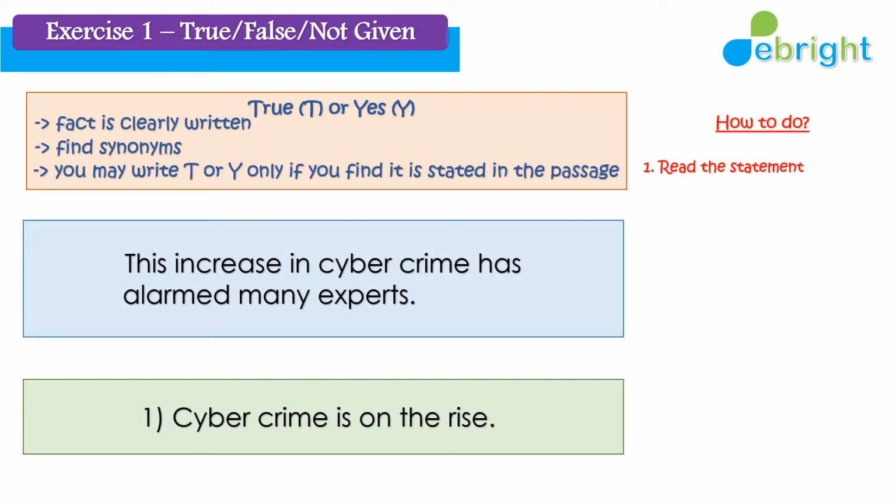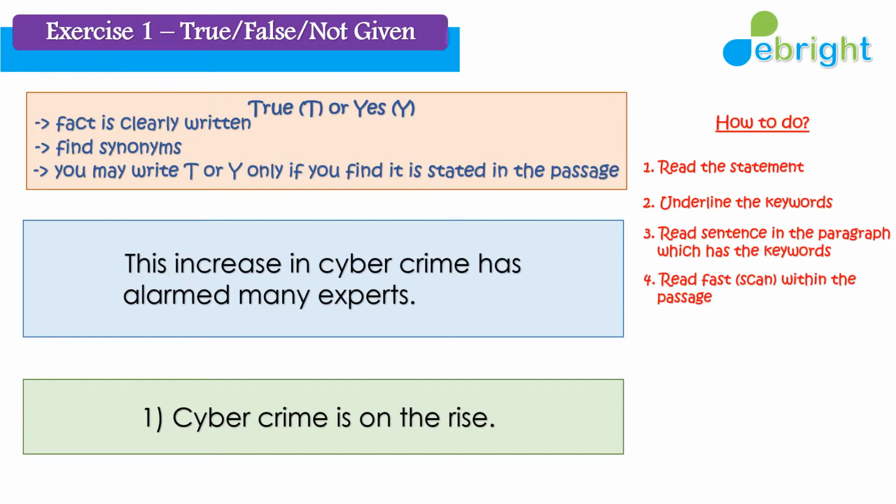First, you need to read the statement. Then, underline the keywords. Next, you need to read the sentence in the paragraph which has the keywords. After that, you need to read fast or scan within the passage. And finally, look for contradictions, for example, some, all, only, or never, and so on. Let's read the statement first.